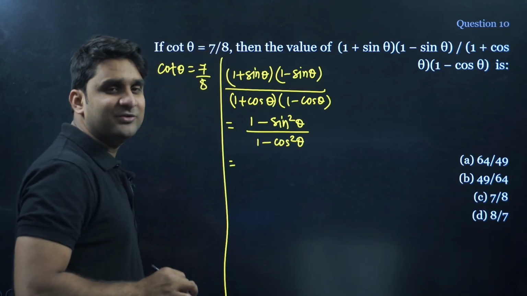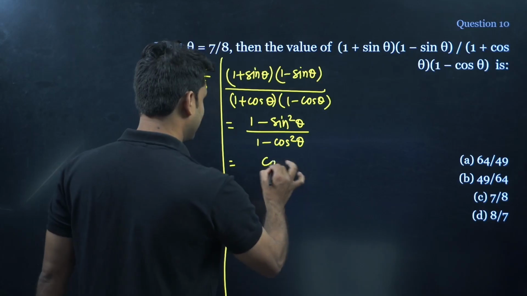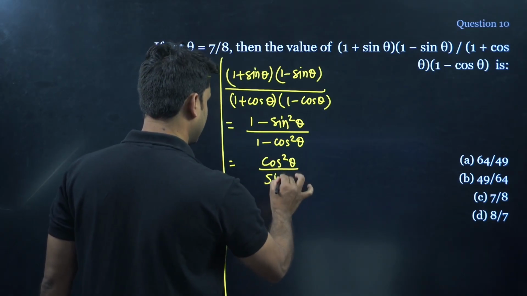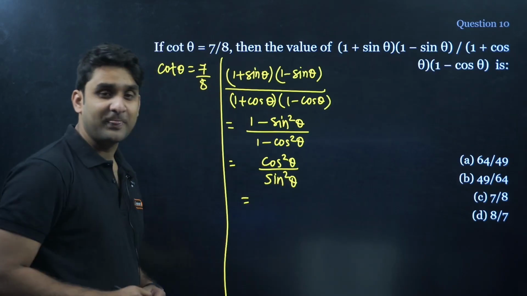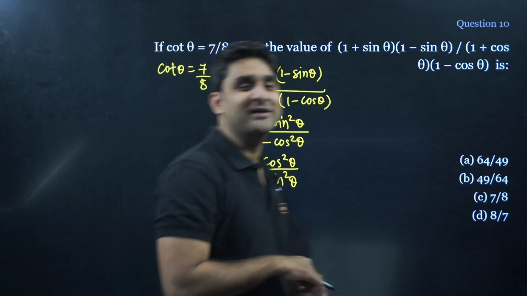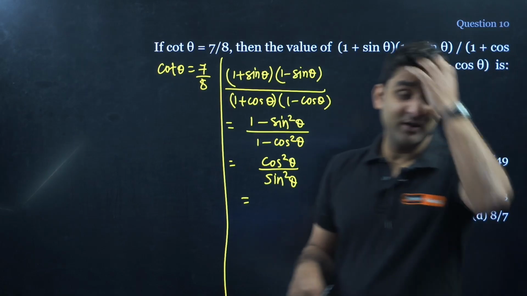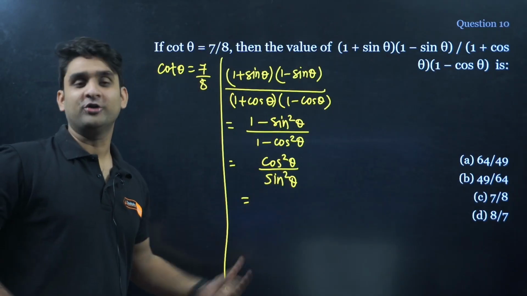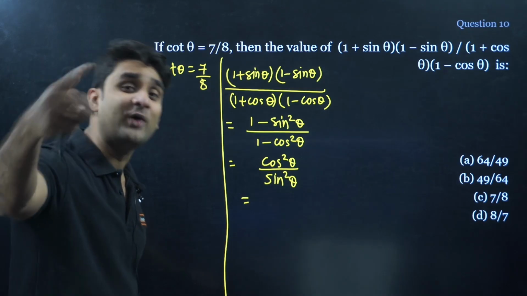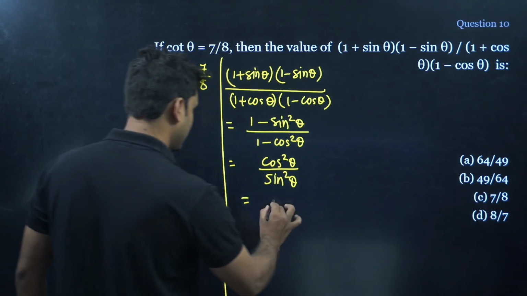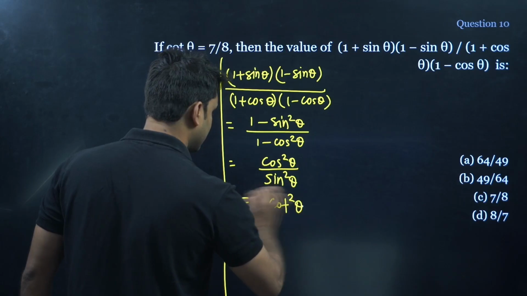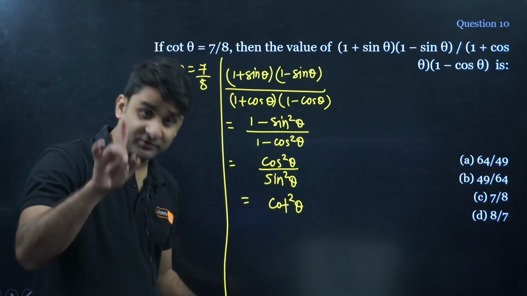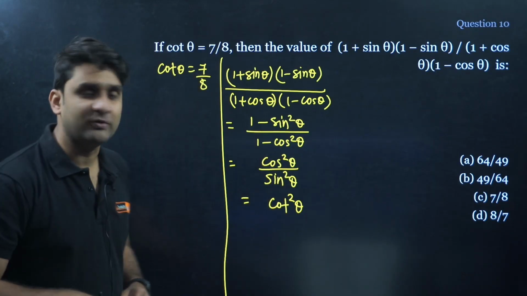Now, 1 minus sin square theta is equal to cos square theta. So let's replace cos square theta. And 1 minus cos square theta will be sin square theta. Clear, everyone? And do you know cos theta by sin theta is equal to cot theta? But here both cos and sin are in square form. So cos by sin theta is equal to cot theta, and since square is there, cot square theta will come. Clear, everyone? Cos by sin is cot, but both functions are in square form, so the result will also be in square form.